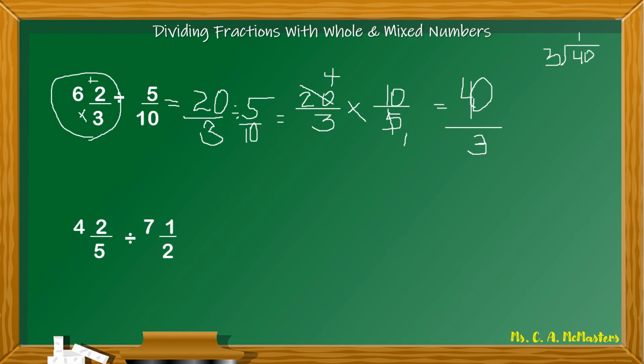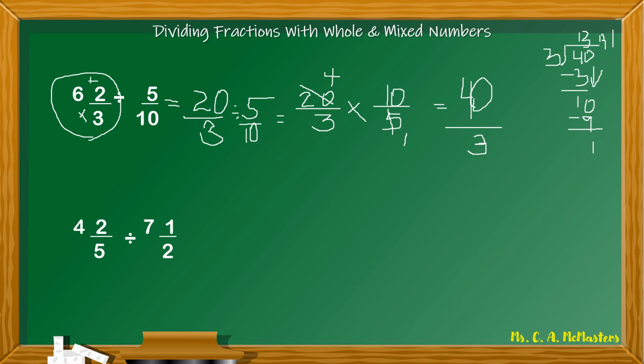3 goes into 4 once. 1 times 3 is 3. 4 take away 3 is 1. Bring down the 0. 3 goes into 10 3 times. 3 times 3 is 9. 10 take away 9 is 1. So we have our 13 with a remainder of 1.